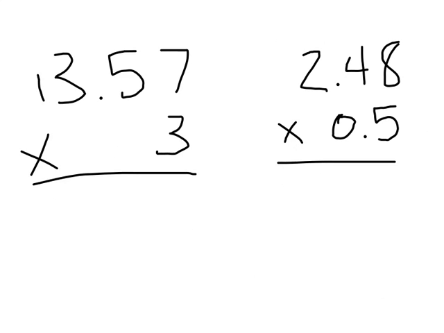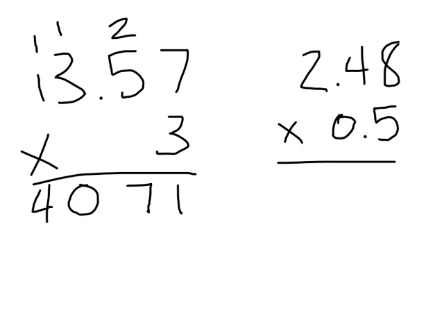Now you try a couple. What's 13 and 57 hundredths times 3? Well, 3 times 7 is 21. 3 times 5 is 15, plus 2 more is 17. 3 times 3 is 9, plus 1 more is 10. 3 times 1 is 3, plus 1 more is 4.